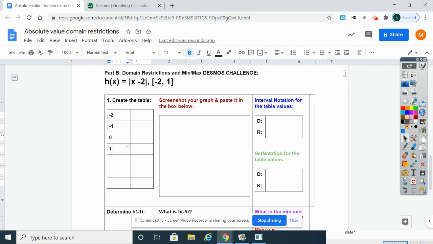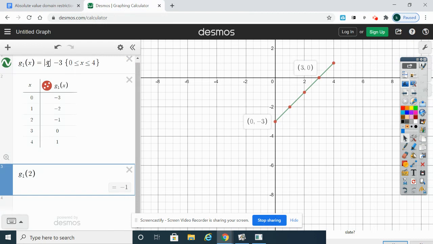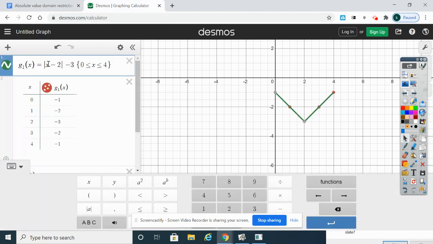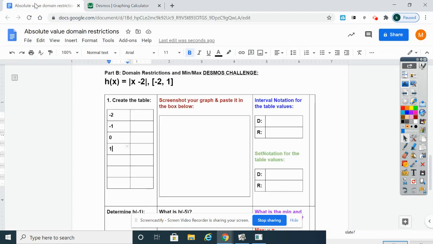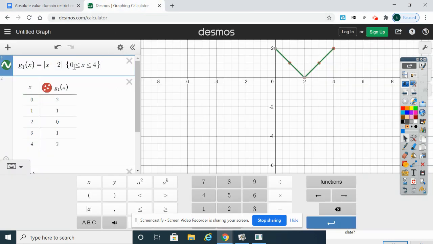Let's come back over here to Desmos. This time it's x minus 2 inside the absolute value bar. So we're going to put a -2 here. Notice I didn't delete everything. I'm just kind of updating it. It's a faster way to go about it. The restrictions are -2 to +1. So we're going to type -2 all the way up to +1.